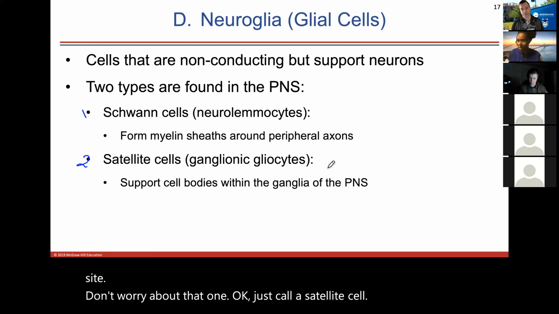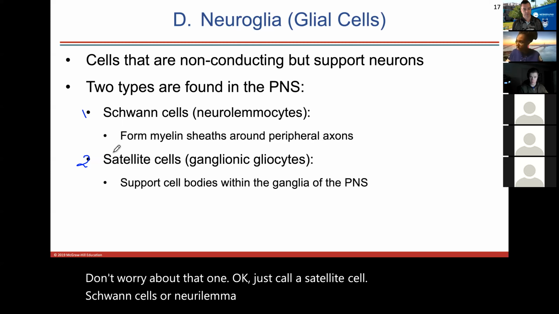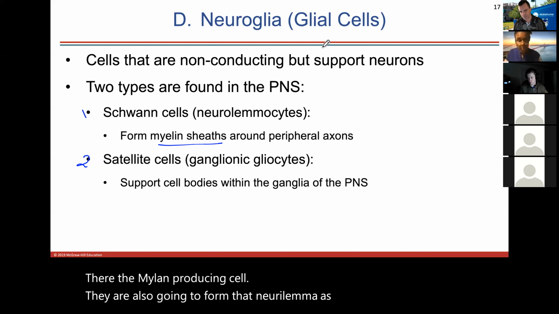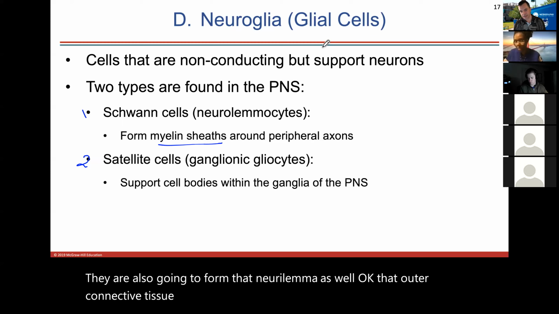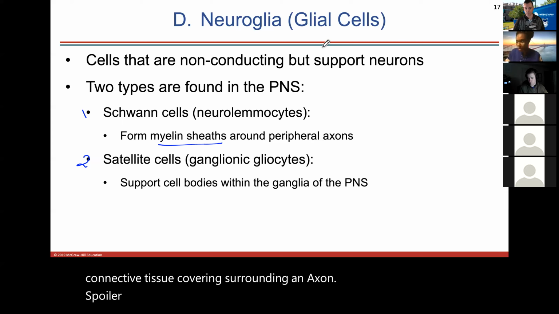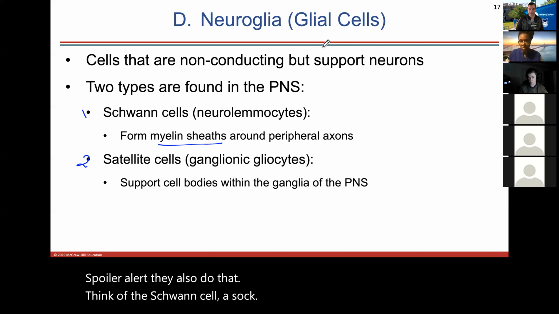Schwann cells or neurolemmacytes, they're the myelin producing cell. They're also going to form that neurolemma as well, that outer connective tissue covering surrounding an axon. So, spoiler alert, they also do that. Think of the Schwann cell like a sock in that regard.